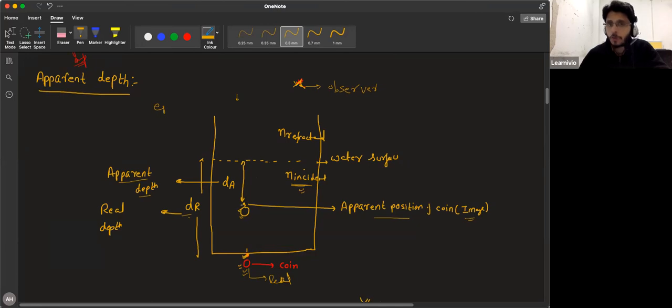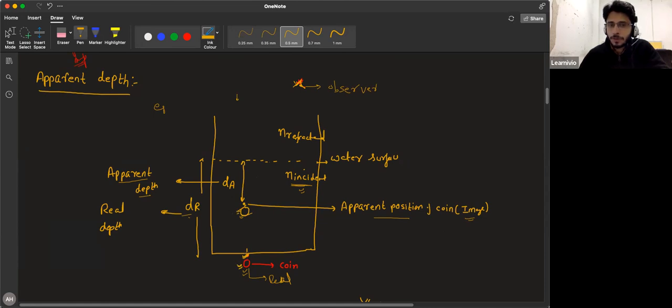This is the position of the coin, and we call this the apparent position. Why will this coin appear here? This we will do in the next part. The first thing is, what does apparent depth mean? This is the real position of the coin, and this is the apparent position of the coin.